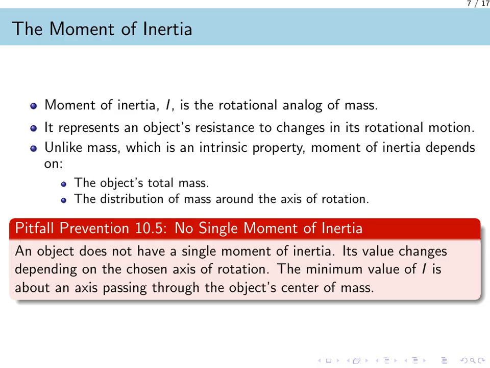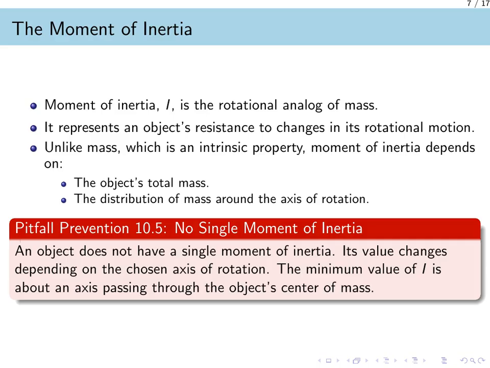acceleration. However, unlike mass, which is an intrinsic property, an object's moment of inertia depends on two factors: its total mass and, more importantly, how that mass is distributed around the axis of rotation. For example, a solid disk is easier to spin than a thin hoop of the same mass and radius, because the hoop has all its mass concentrated farther from the axis.